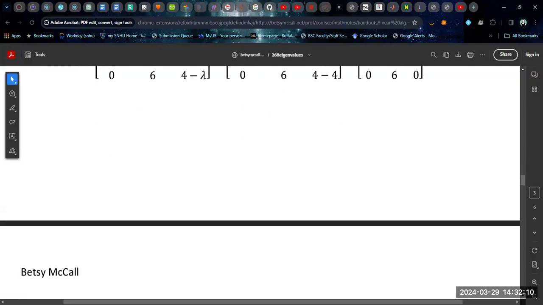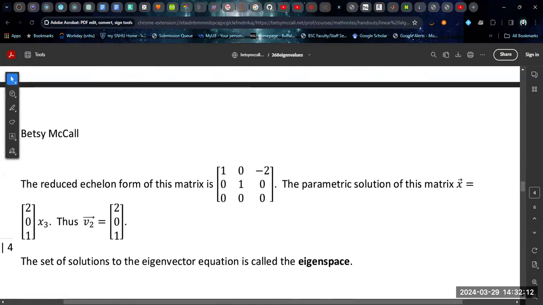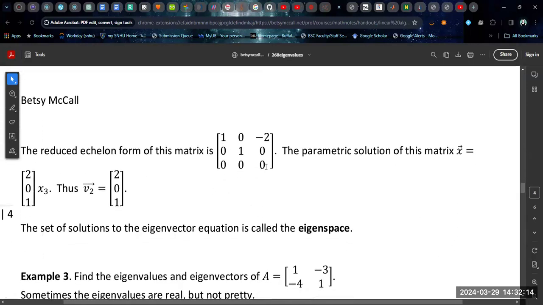I don't have a row or column of zeros, but if I row reduce this, I get this matrix. And remember, this means x1 minus 2x3 is equal to 0, x2 is equal to 0, and then x3 is equal to itself. And x2 is 0. That gives me a 0 component here. And the coefficient of x3, when I move it to the other side of the equation, is 2, and the free variable is 1. And so I get 2, 0, 1 as my eigenvector.